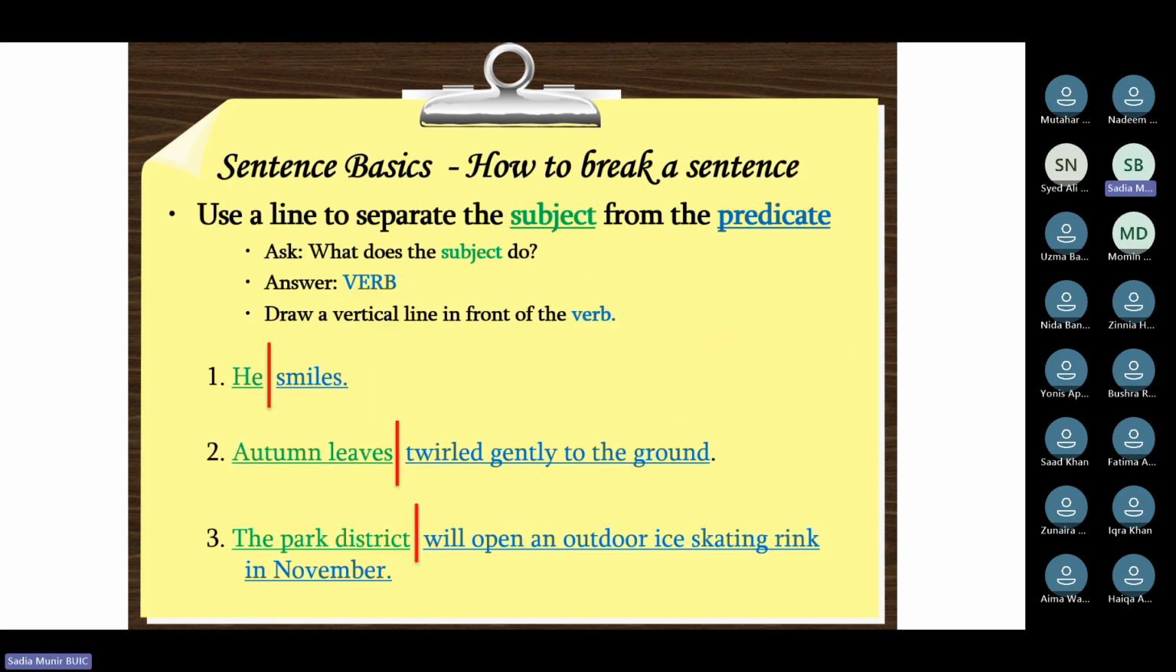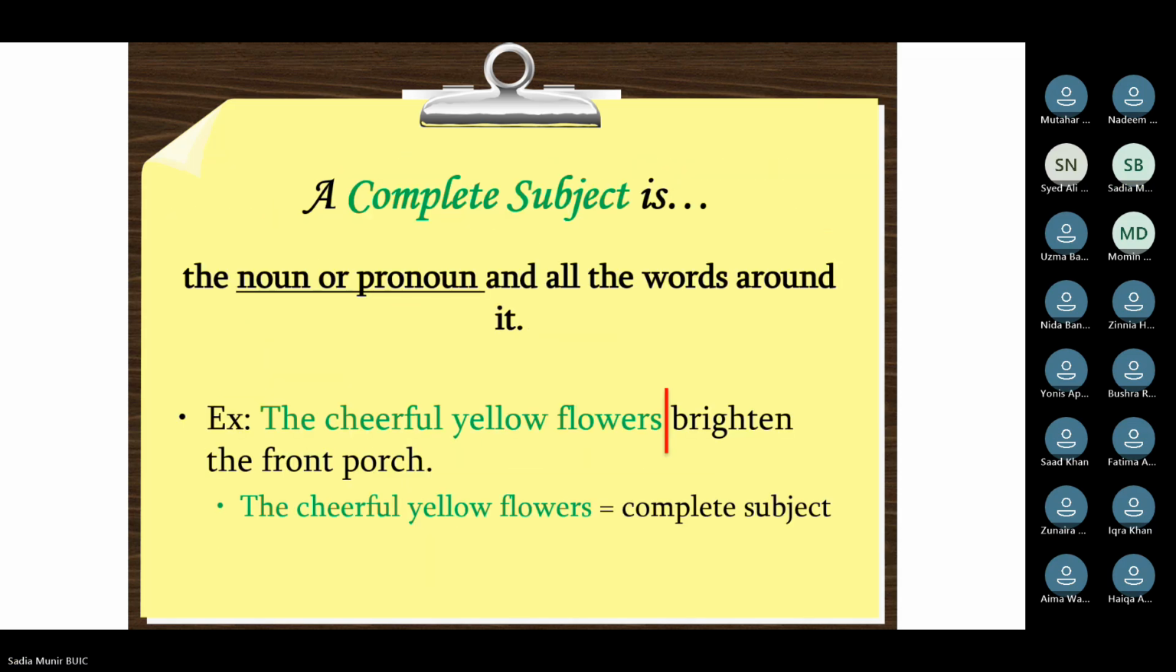Now look at this. The color scheme gives it away. We have already talked about it. The green color represents subject, the blue one represents the predicate. Predicate is the verb itself, and green is the pronoun. Now let's talk about, that was a basic understanding of subject and predicate. Now let's take a look at a complete subject.